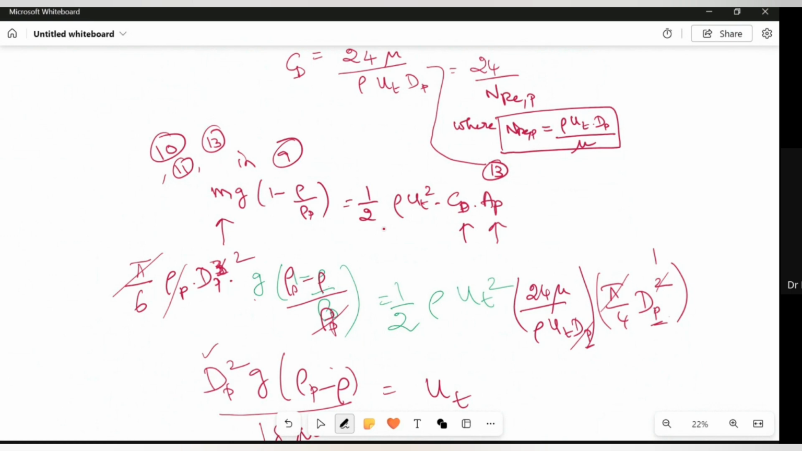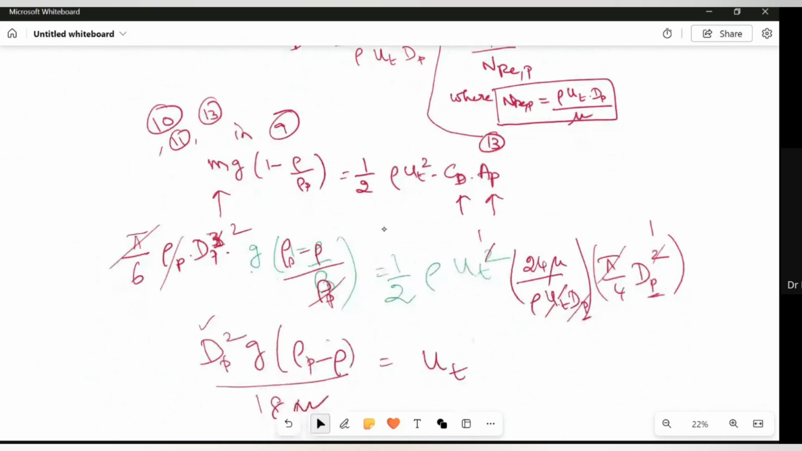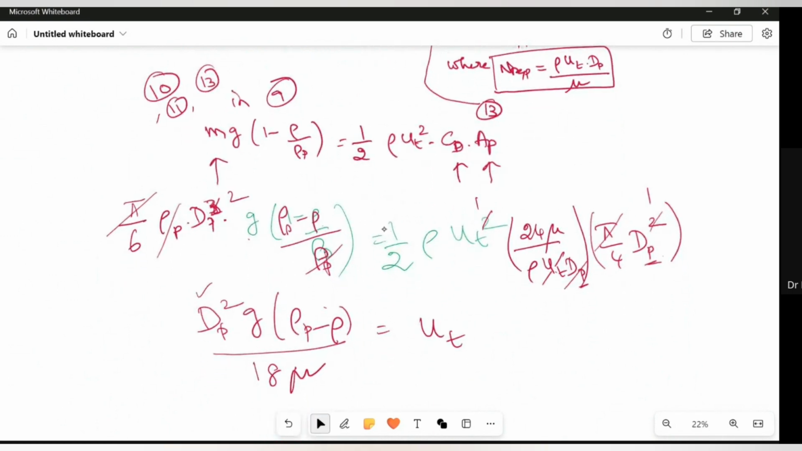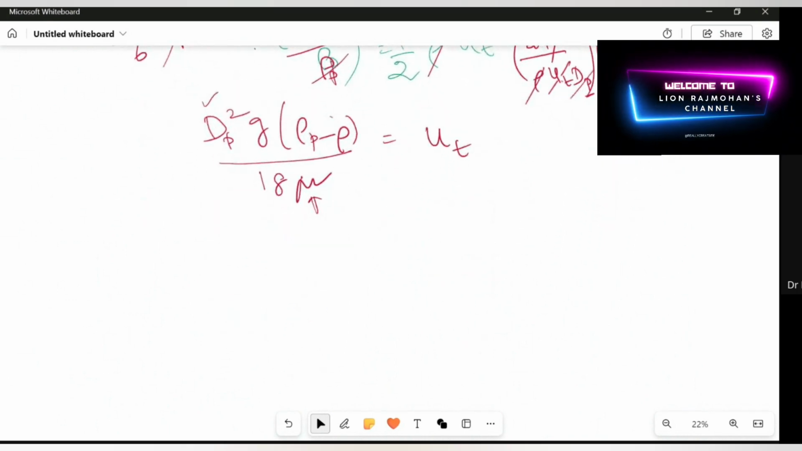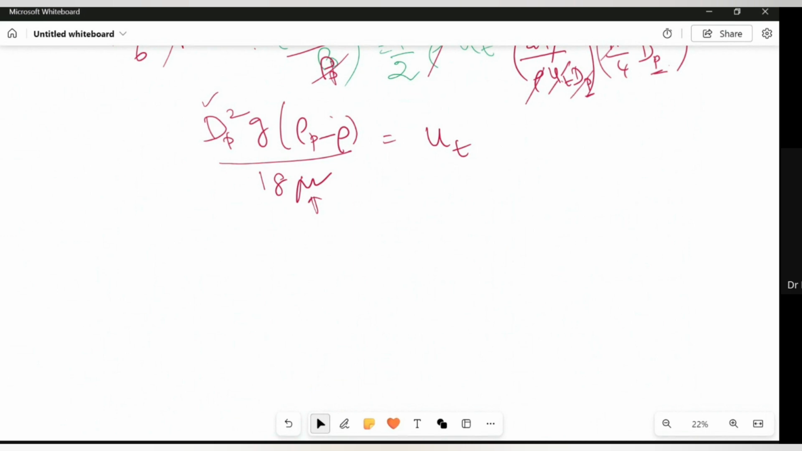This ut square is there. Denominator ut is there, so here also it will become ut. And you have this density getting cancelled here. So this mu is left, so that mu will move out to the left hand side of the equation. So we have the final expression for this one: ut equal to dp square into (rho p minus rho) into g divided by 18 mu as the final equation.